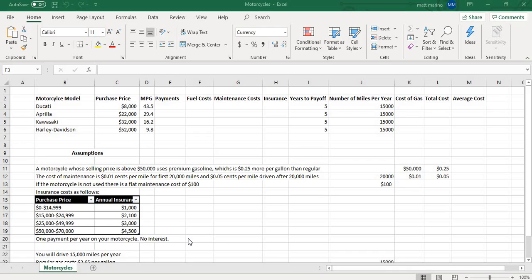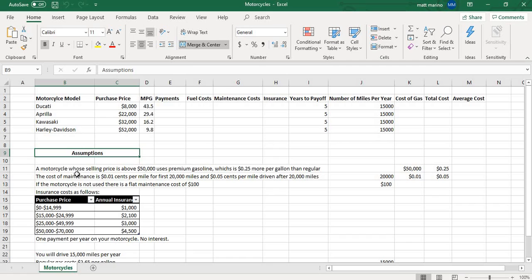You'll notice our next topic covers calculating costs for a motorcycle. This is very important to you individuals, as you may come across a time where you may want to purchase a vehicle. You'll notice for this specific file, we have a number of assumptions provided to us.